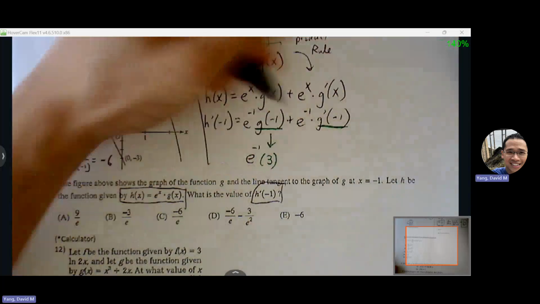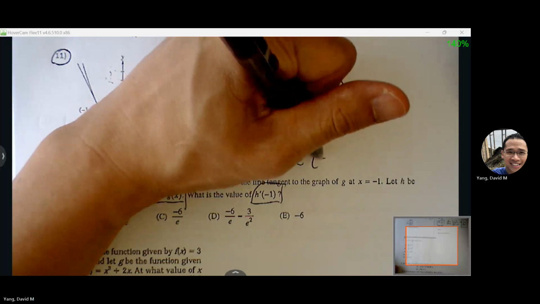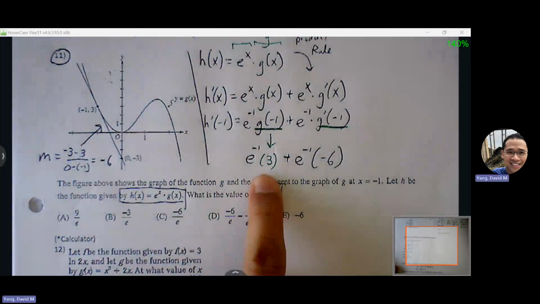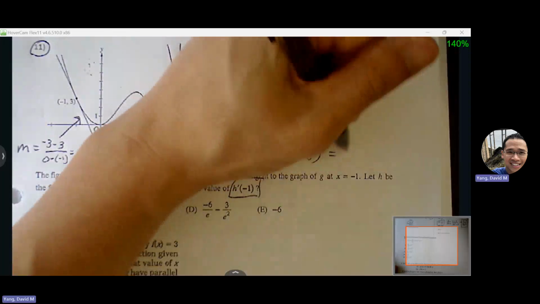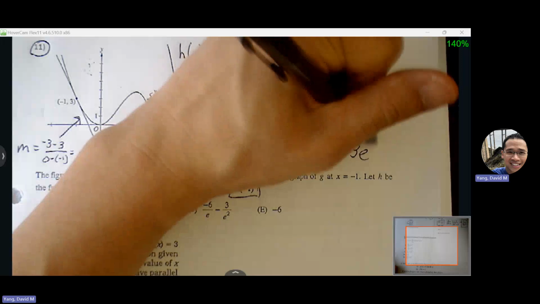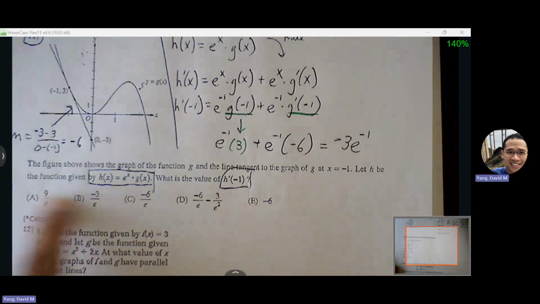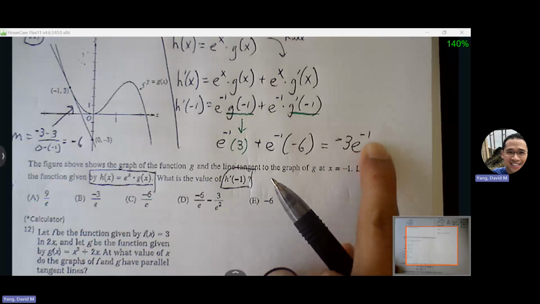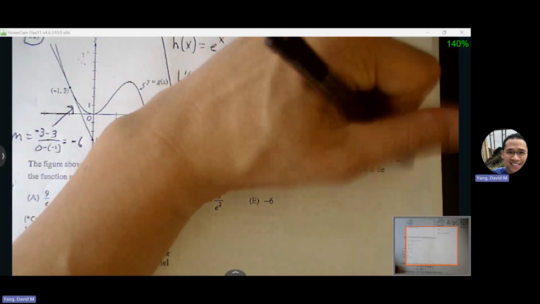So I have e to the -1 times 3, plus e to the -1 times -6, so 3e to the -1 minus 6e to the -1. That gives me -3e to the -1. Now, if I want to get it into this form here, I can just push that e down to the denominator because it has that negative exponent. So -3 over e.